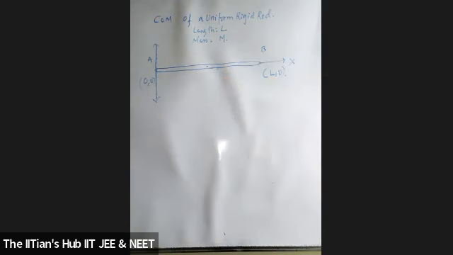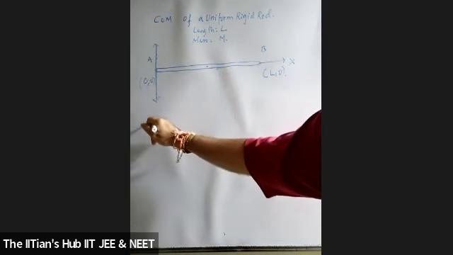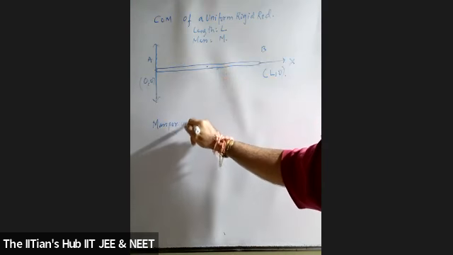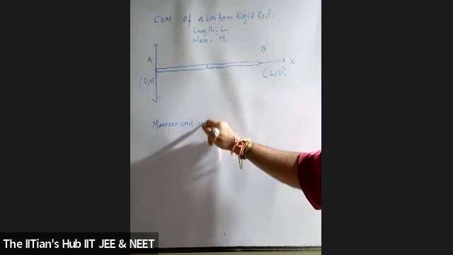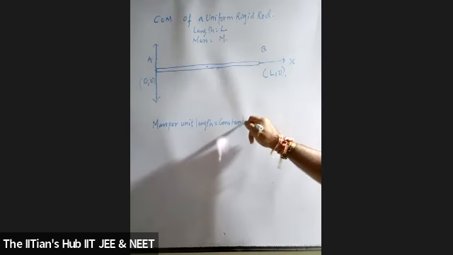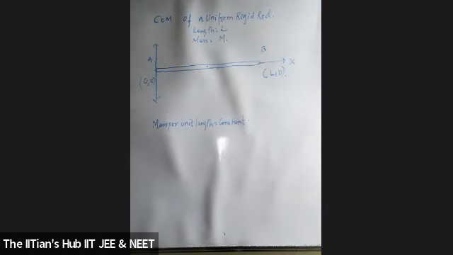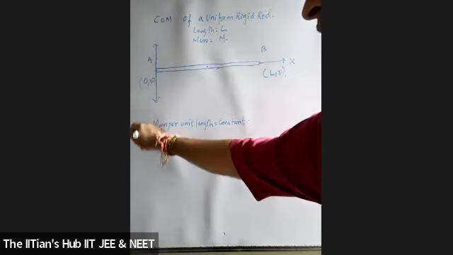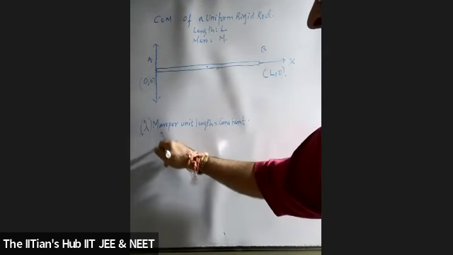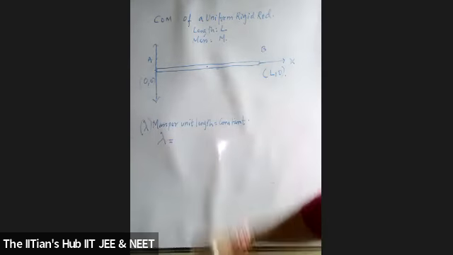That means, students, mass per unit length is constant. Is this understood? Mass per unit length is constant. What is mass per unit length? We symbolize it by the variable lambda. If the mass is uniformly distributed, we consider mass per unit length to remain constant. That is lambda. Lambda is defined as mass per unit length.